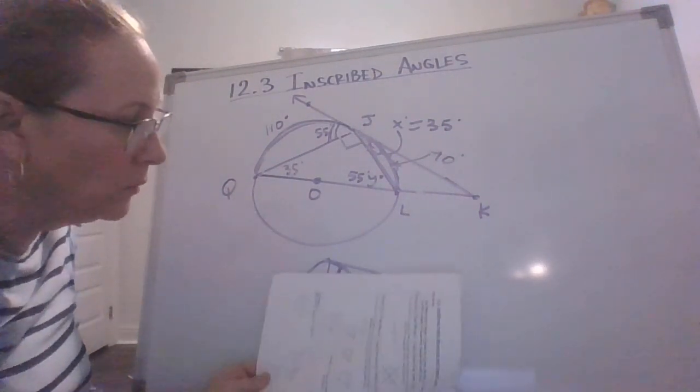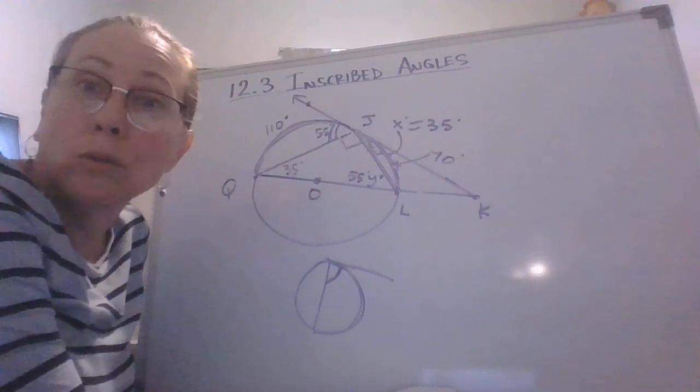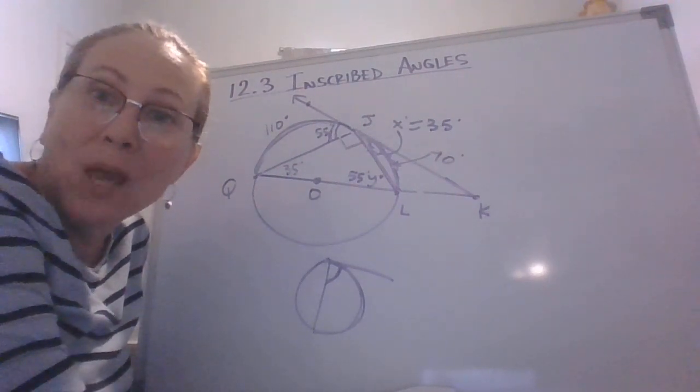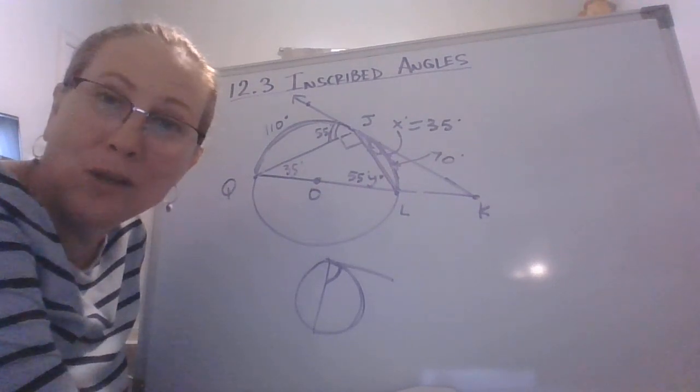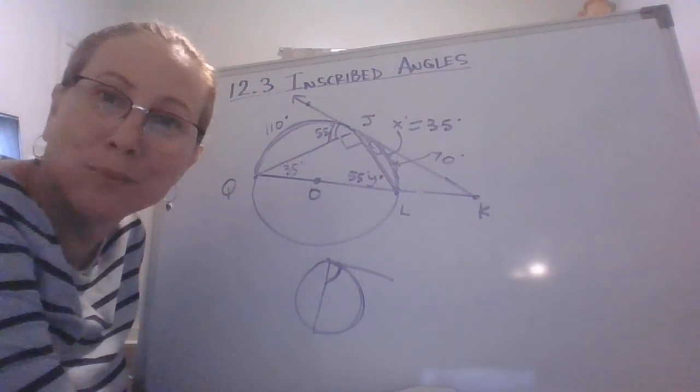All right, so now you could do section 12.3. Watch for those inscribed angles. Remember, the angle is always the small one. The arc is always twice as much.